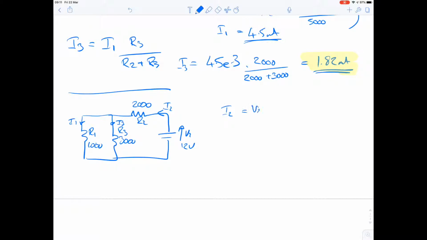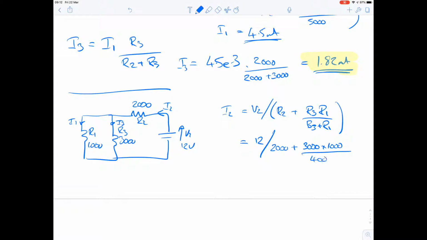Okay, exactly what we did before, we can now calculate I2. So I2 is equal to V2 divided by R2 plus R3 R1 over R3 plus R1. Plug in some numbers. We've got 12 volts divided by 2000 plus 3000 times 1000 over the sum total 4000. Okay, plug in the numbers for that one, and what do we actually get? We get 4.4 milliamps. Okay, so that's the total current flowing in I2 proportional to V2.